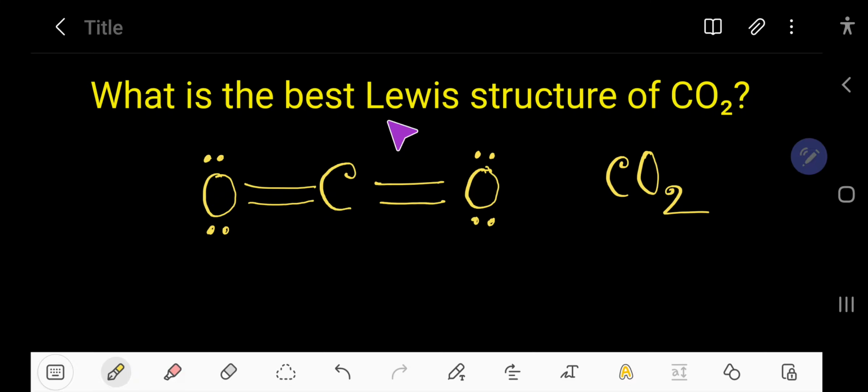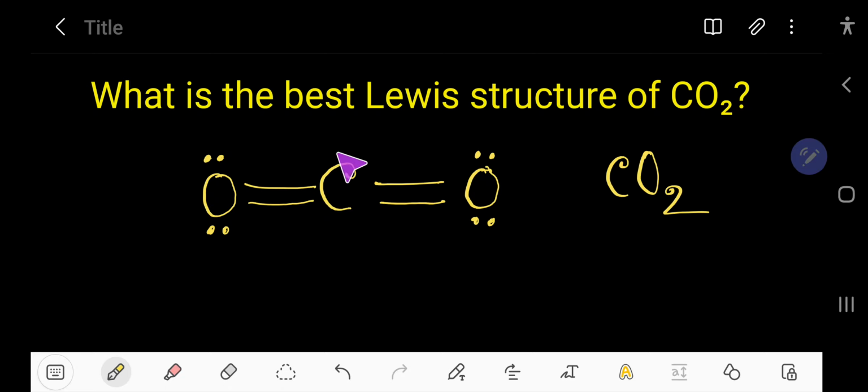What is the base Lewis structure of CO2? That is, what is the base Lewis structure of carbon dioxide? So this is the base Lewis structure of carbon dioxide. In this base Lewis structure of CO2, carbon has four bonds, and each oxygen has two bonds, right?